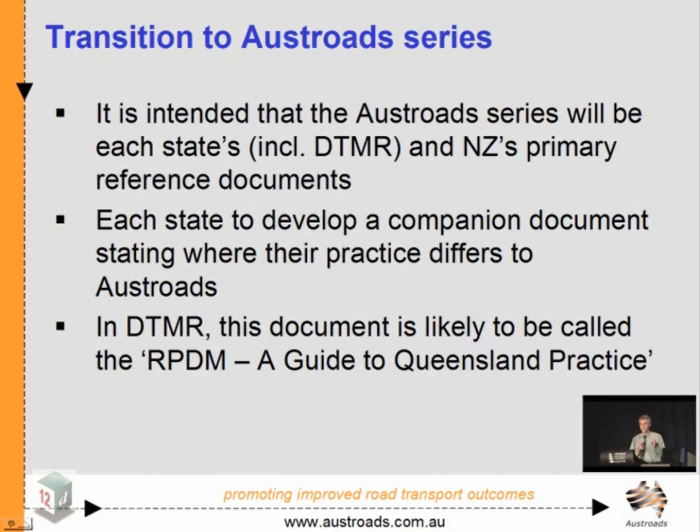We have to actually put together that companion document to show where we differ from Austroads. And in Queensland, we're likely to call that the Road Planning Design Manual, a guide to Queensland practice. Now the wording in there, Road Planning Design Manual, the use of that was deliberately left in there because there's a lot of legislation that points to the Road Planning Design Manual currently. And if we change the name, it means that a lot of legislation has to change. So we wanted to try and leave that name in there.